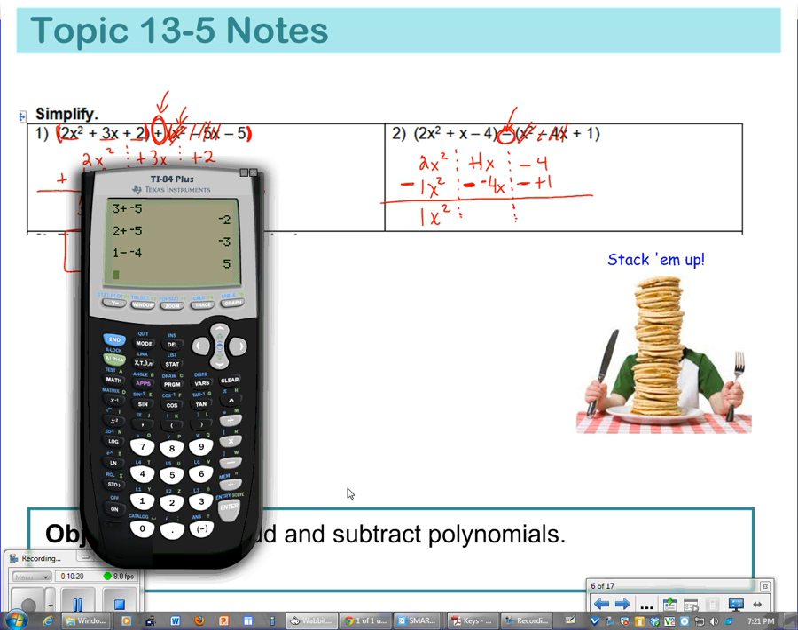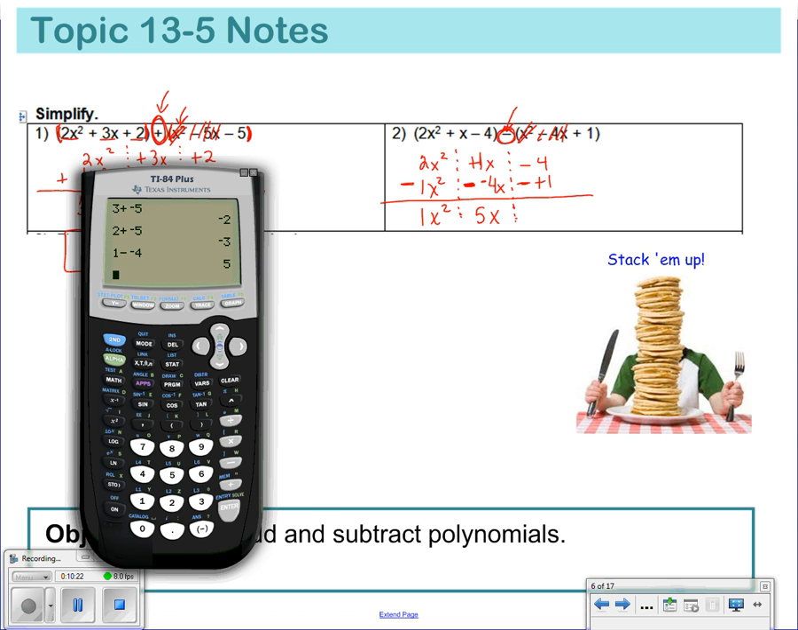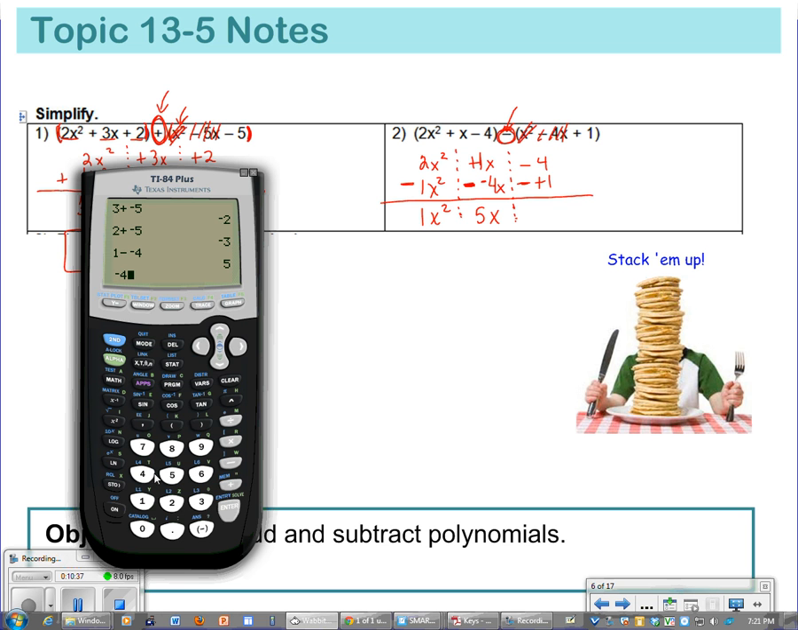1 minus negative 4, that's a positive 5. So we get a positive 5x. And then on my last one, so this was when I read it, I said minus 4, but now that I've separated it, when I type into the calculator, if my first number has a minus sign, I type in a negative. So negative 4, then I have a minus, and now positive 1, I don't need to put the positive, I can just put a 1. I don't need to put the plus.